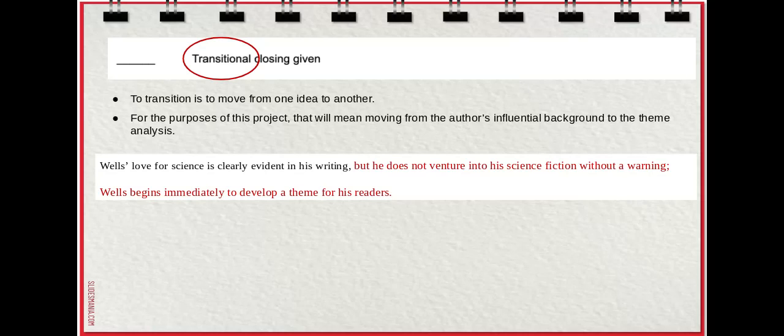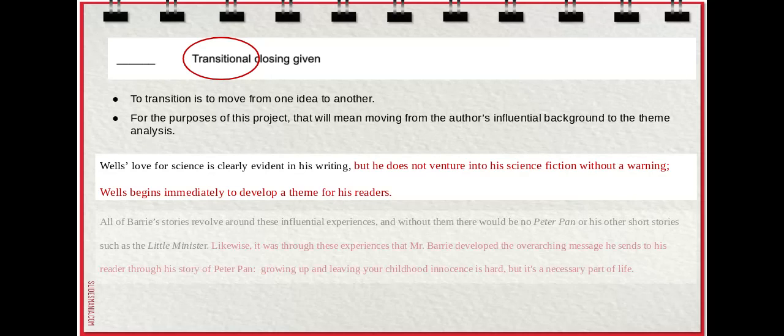Do remember we're moving from the author background essay to the theme analysis essay. So we almost kind of want to bring that in. So here's an example. Wells' love for science is clearly evident in his writing, but he does not venture into his science fiction without a warning. Wells begins immediately to develop a theme for his readers. That's their transitional closing, and then that leads perfectly into the next section of the essay with theme analysis.